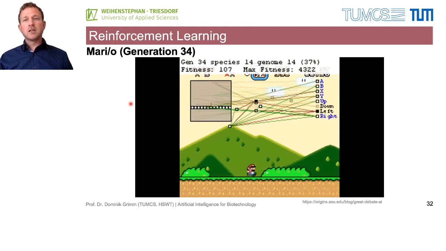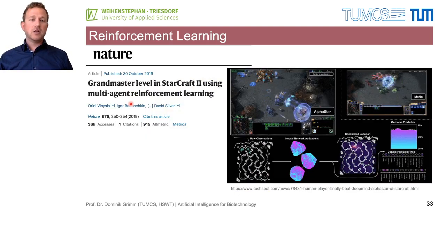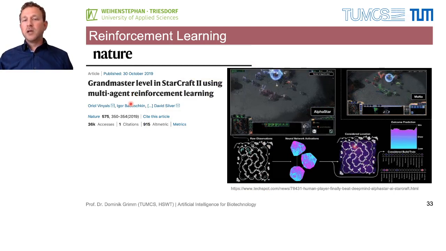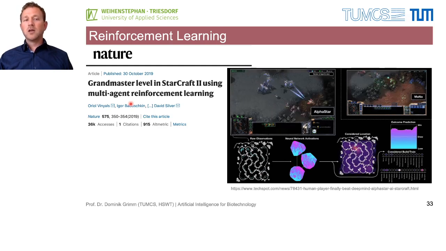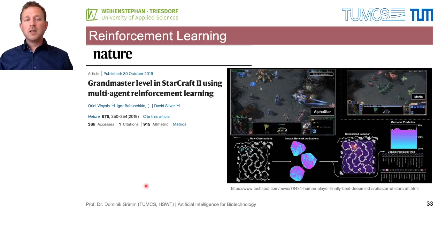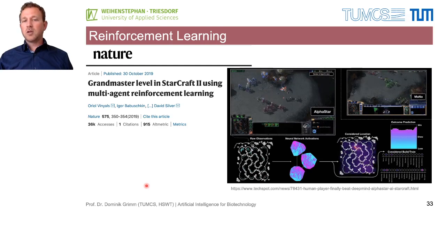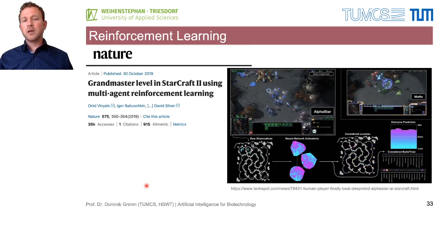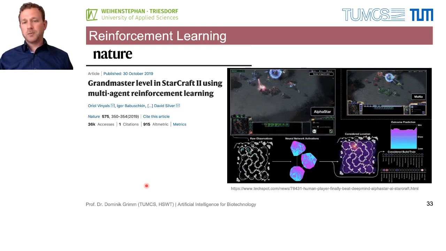And even if this is a toy example, a very recent publication in Nature from October 2030 was about a reinforcement learning algorithm that mastered playing StarCraft 2 by using multi-agent reinforcement learning. So here in this Nature paper, the company DeepMind showed that they can train an artificial intelligence using reinforcement learning that can beat almost every human player in the world.